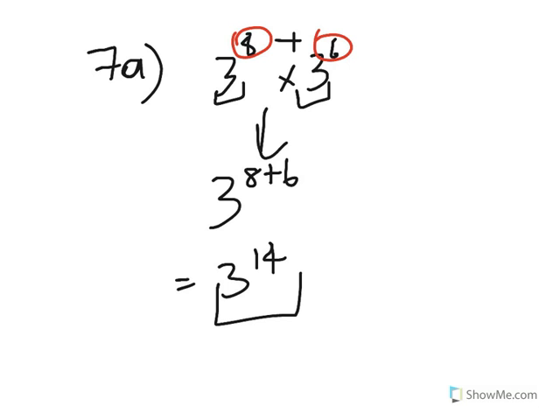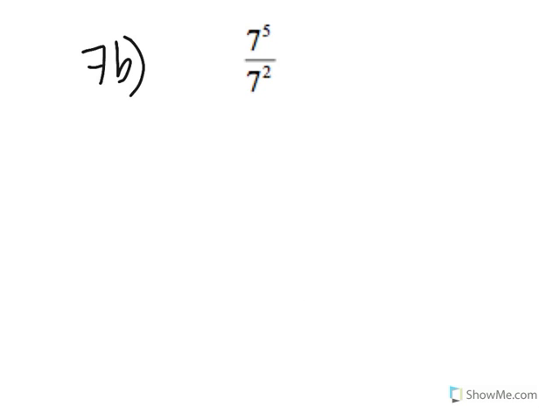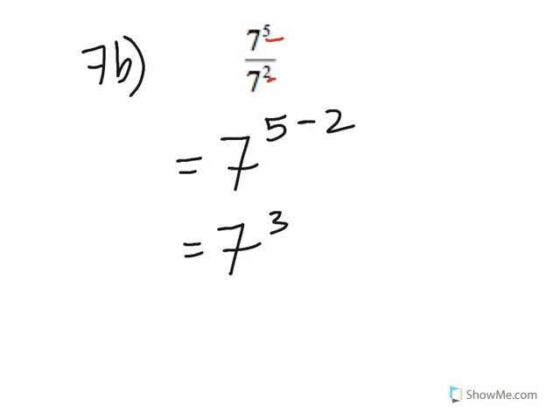Okay, 7b, you're being asked to write 7 to the power of 5 over 7 to the power of 2 as a power of 7. Now another exponent rule is when you have the same base and they're being divided, you just need to subtract your powers. So this becomes 7 to the power of 5 minus 2, which is equal to 7 to the power of 3. Basically, when you're dividing exponents with the same base, you just subtract their powers.